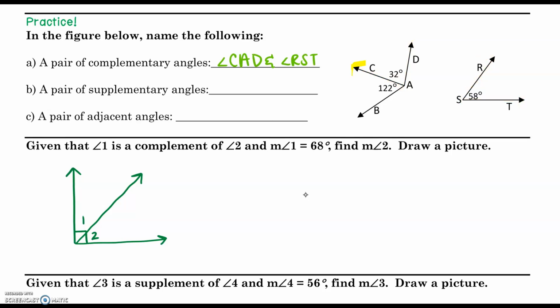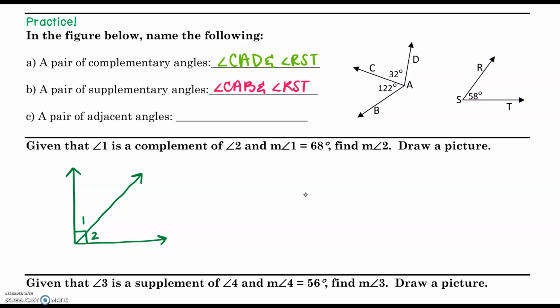Next, we have a pair of supplementary angles. So we have angle measure 122 and 58. 122 plus 58 is 180 degrees. So we have angle CAB and angle RST as our supplementary pair.